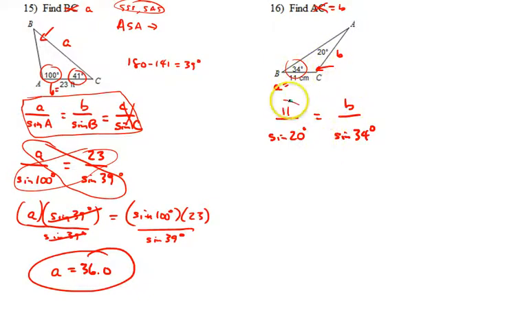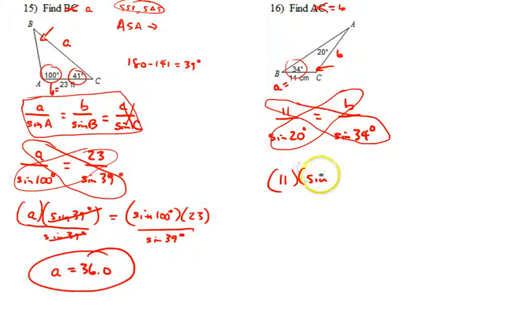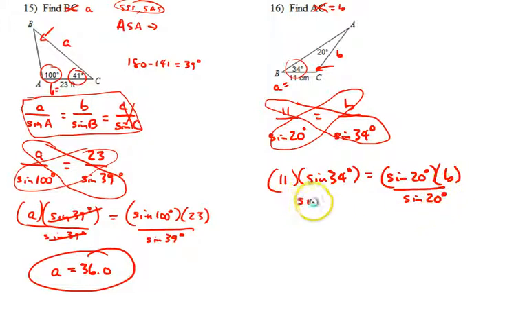So I just set up my cross product, and 11 times the sine of 34 degrees equals sine of 20 degrees times b. But we don't want this there. We want to get rid of it. We want to get b all by itself, so I'm going to divide both sides by the sine of 20 degrees. That wipes out that. B is equal to 11 times sine 34 divided by the sine of 20.